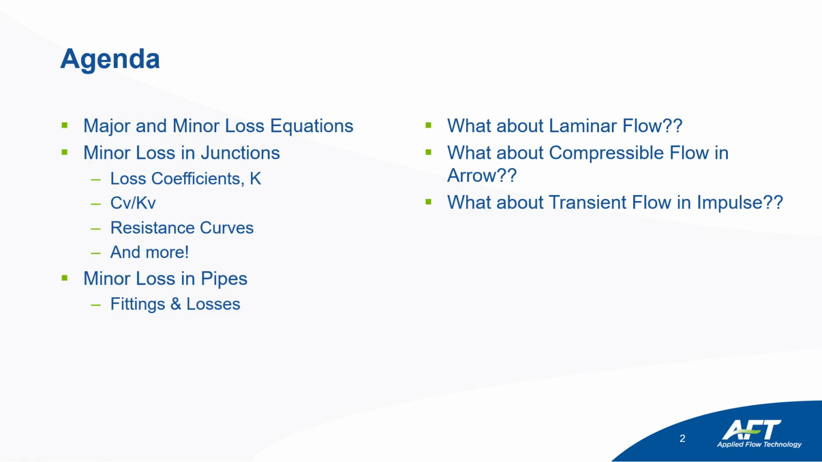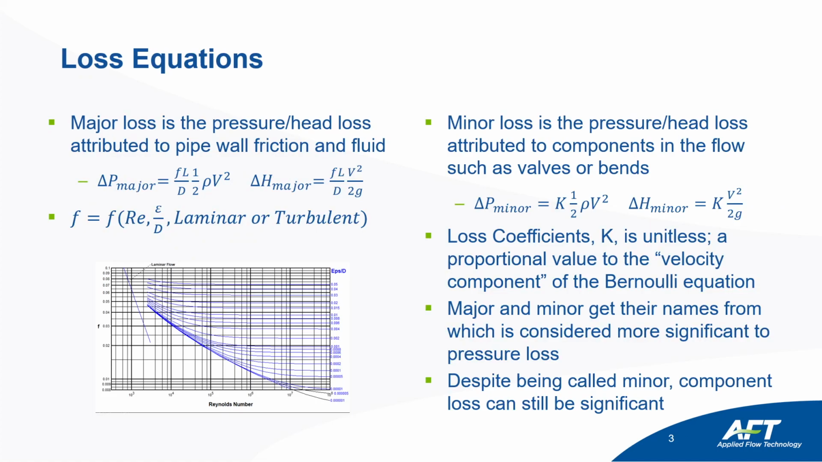We're going to dig into the minor losses of junctions, common ones such as loss coefficients, CV, KV values, resistance curves, and many more. We're going to see how we can apply those minor losses in pipes through the fittings and losses option. And then we're going to discuss and think about some more nuanced questions such as how do minor losses get affected in laminar flow? What about compressible flow? And what about transient flow? So without further ado, let's get started.